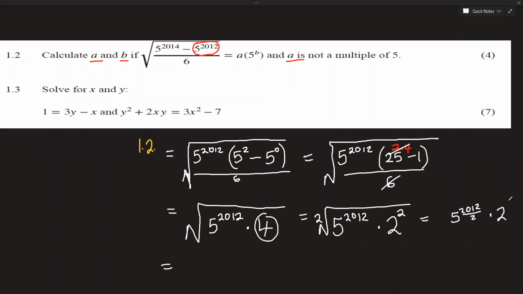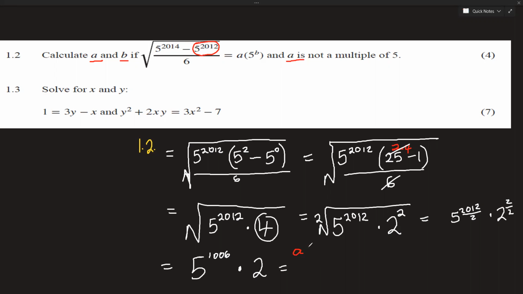Then we have 2 to the power 2 over 2. And then this part here, if you check on your calculator, you're going to have 5 to the power 1006, because 2012 divided by 2 is 1006. Right? And then we have 2 to the power of 1, which is just 2, right? Perfect. So now I'm going to write this part in terms of that form. Let me just write this form here.